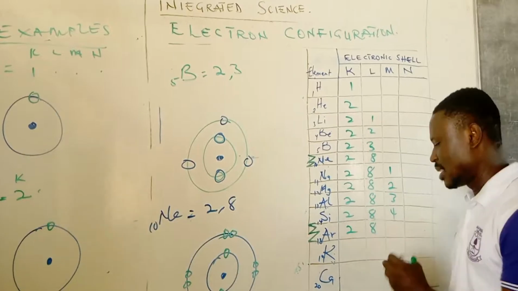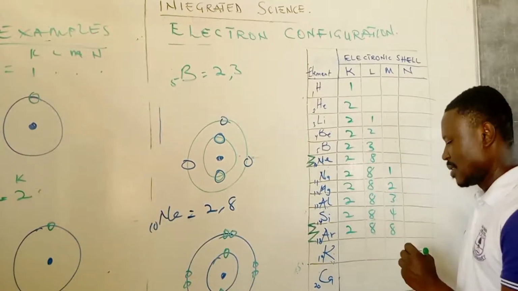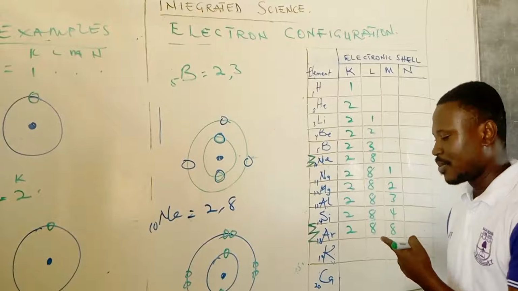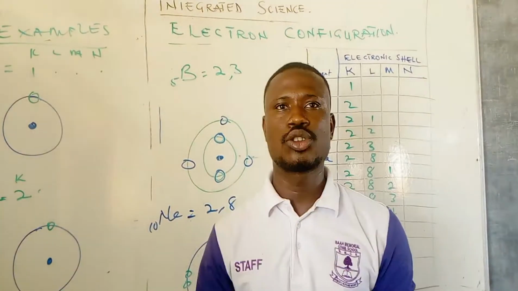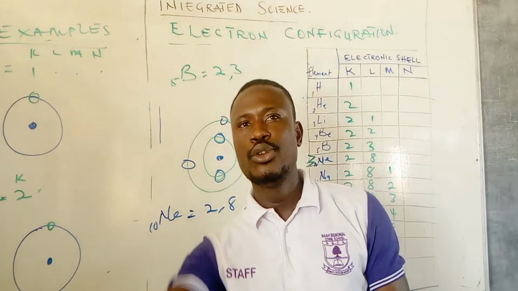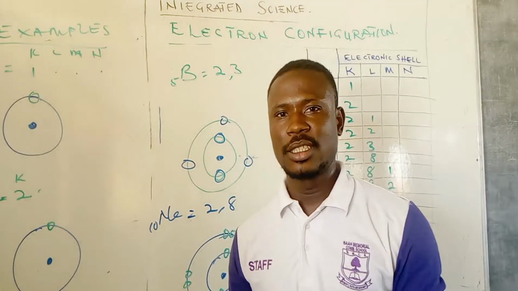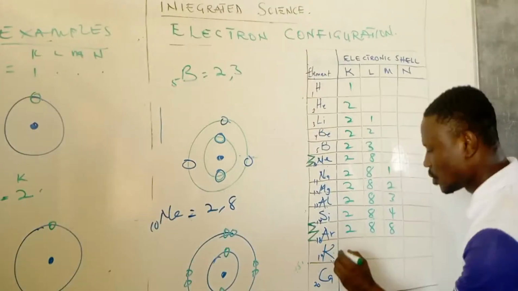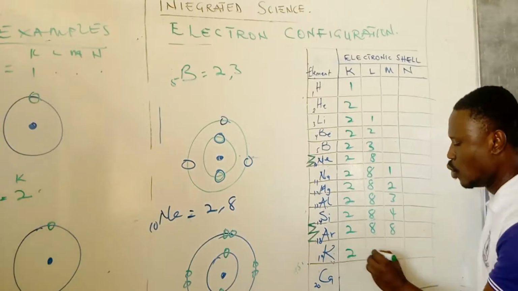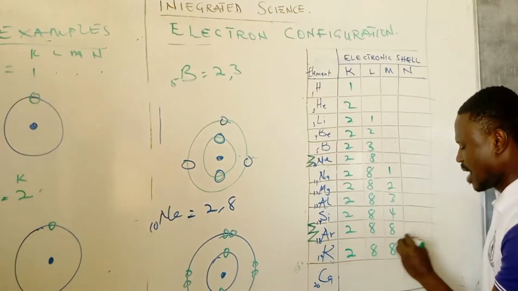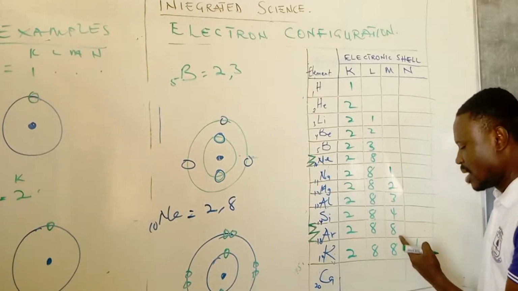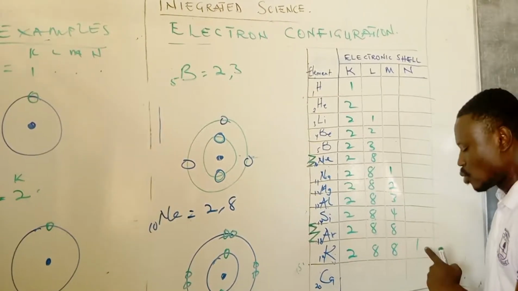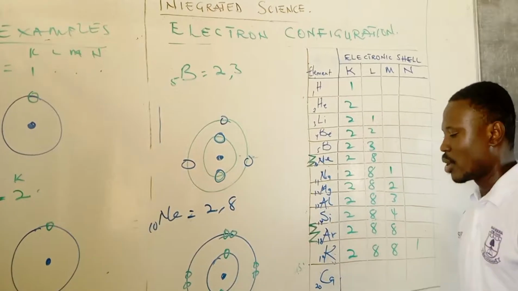So to say, it means that for the first 20 elements, the outermost shell that an element can have can never go beyond the N shell. And the innermost, rightly, is the K shell. With this, we can draw the configuration for all the first 20 elements.